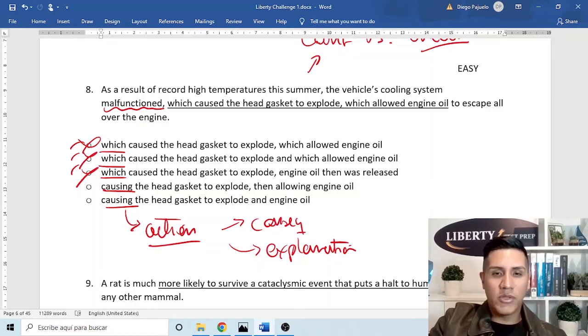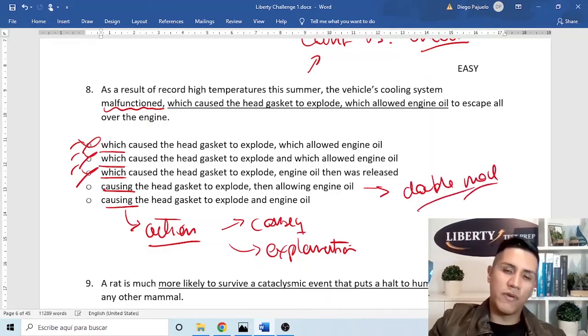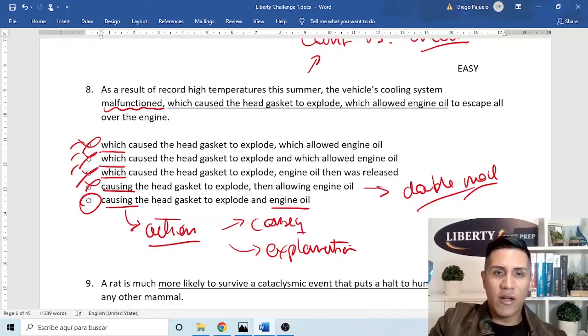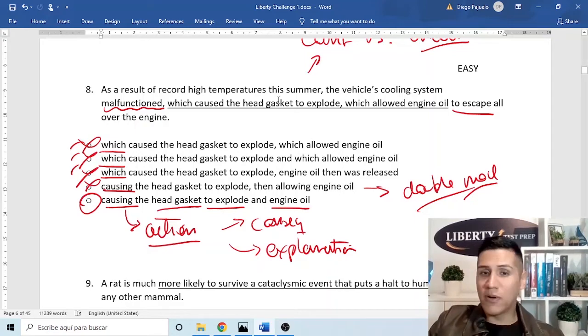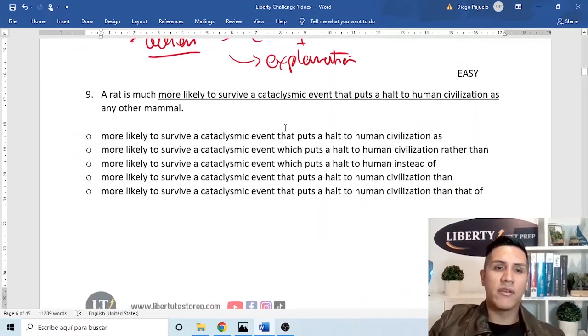And then between these two things, in letter D, you will have something called a double modifier. Okay, having two modifiers in a row. That's kind of an intermediate theory for letter D, but that's out. And letter E is the best one. You have parallelism here. Engine oil to escape with head gasket to explode. So those are two things that are being made parallel here in letter E. So far that's fine. We go to number 9 here.